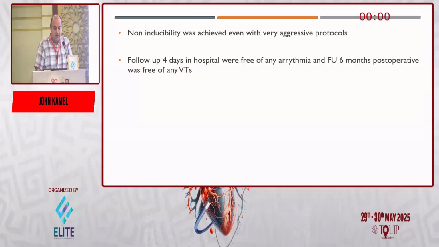Non-inducibility was achieved with a very aggressive protocol, with follow-up of 4 days in the hospital and 6 months after with no other VT. This patient had a VT storm, and I found why he had a VT storm, because he had a very large scar and multiple isthmuses indeed.